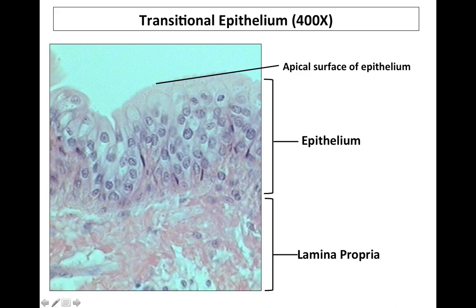Transitional epithelium is unique because the cells at the very top appear globular and cuboidal whenever the urinary bladder is empty. But when it fills and this apical surface begins to stretch, the cells take on a more squamous appearance and they flatten out. So it transitions from one shape to another.